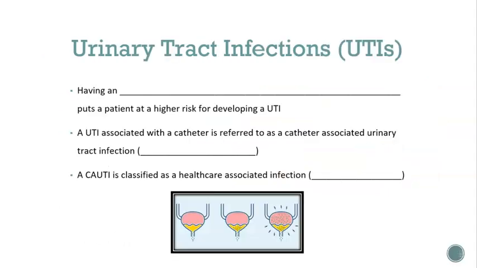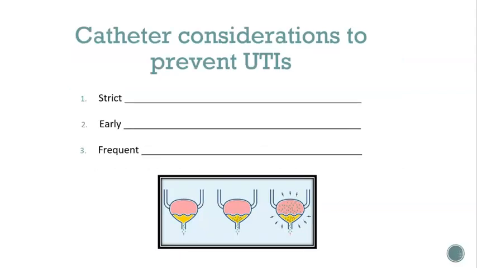Having an indwelling catheter puts a patient at a higher risk for developing a UTI. A UTI associated with a catheter is referred to as a catheter-associated urinary tract infection, also known as a CAUTI. A CAUTI is classified as a healthcare-associated infection, also known as an HAI. If a patient has a catheter, we want to take special things into consideration to prevent the patient from developing a UTI. Those things are strict insertion criteria, early removal, and frequent perineal care.